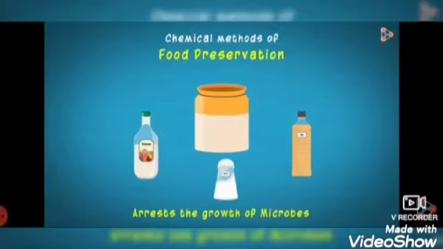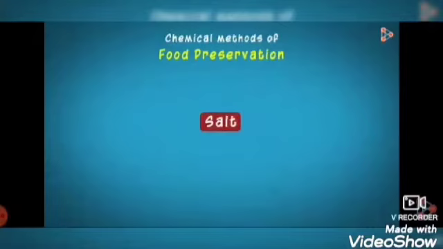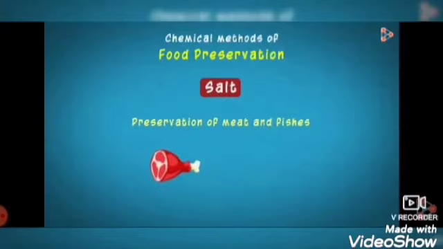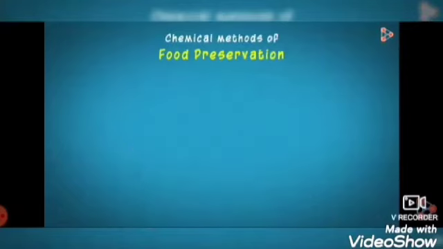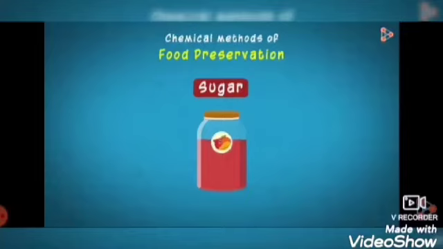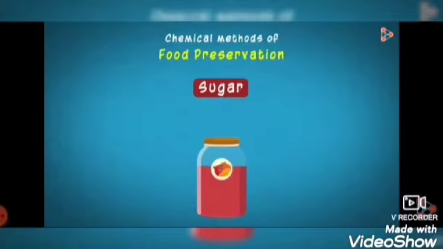So, not only pickles. Now coming to the salt. Salt is also used to preserve meat and fishes. Well, salting of meat and fish followed by drying them in the sun can preserve them for many months. Well, you must have observed the jams and jellies are added with sugar because sugar is also used as a preservative. Sugar also inhibits microbial growth. So these are commonly used to preserve the food at home.